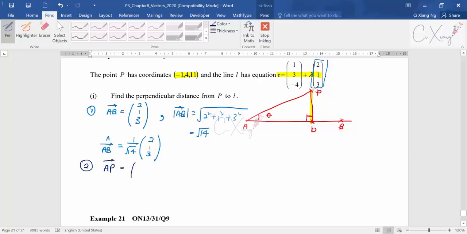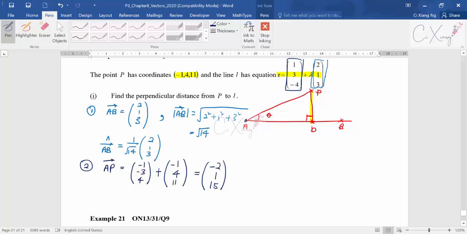Right, so to find AP, you have the passing point, which is this one, 1, 3, and -4. So you have -1, -3, and also 4, plus OP. So what is your OP? -1, 4, and then 11. Okay, so this is your AC, which is AP in our example here. So you should have -2, 1, and 15. All right, so this is my AC.